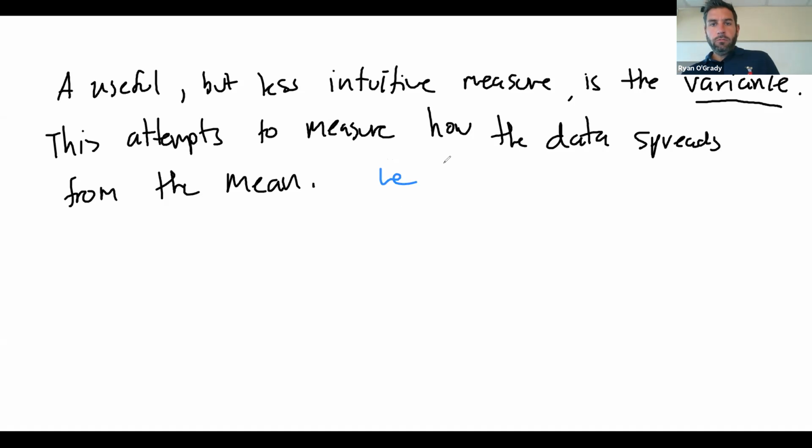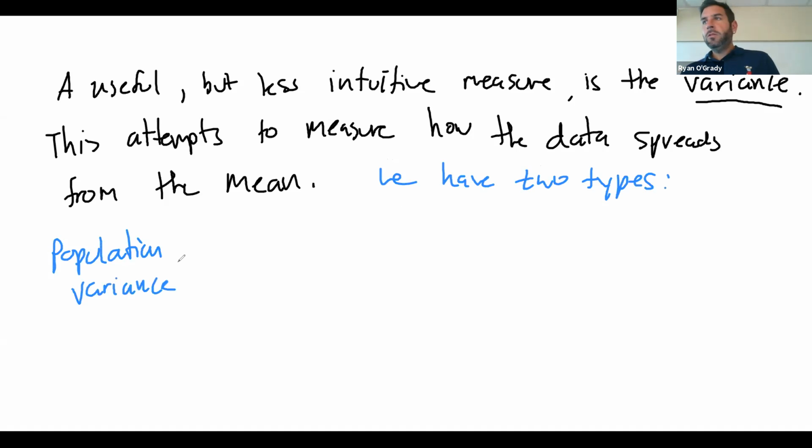So the first one is the population variance. It's denoted a certain way, with the Greek letter sigma squared. There's a reason for this.